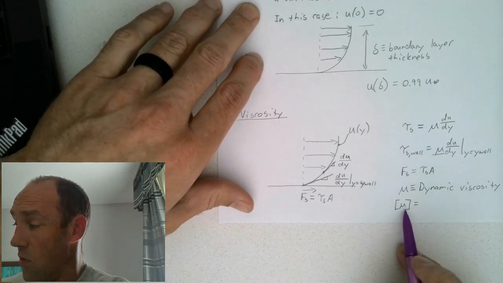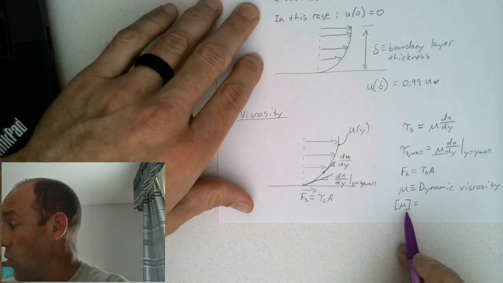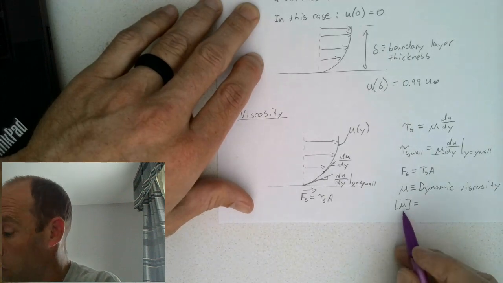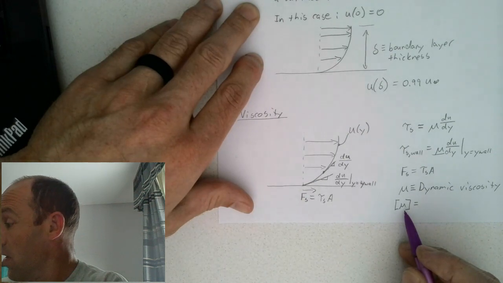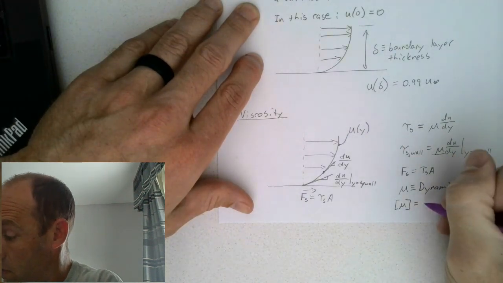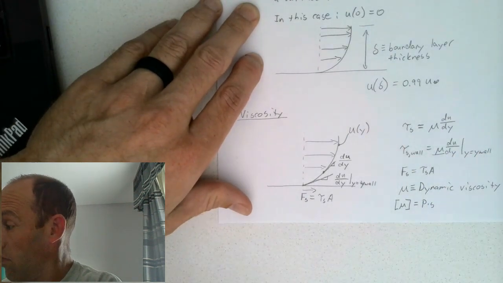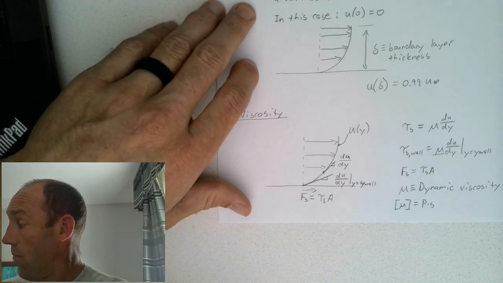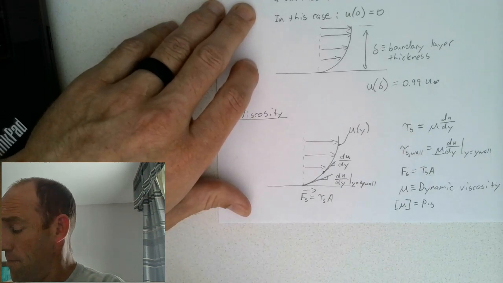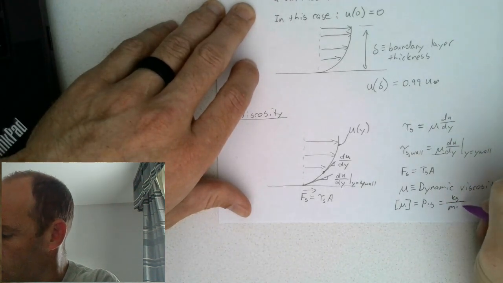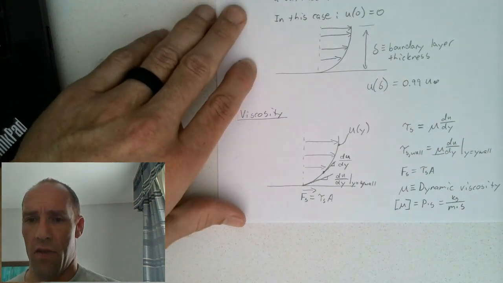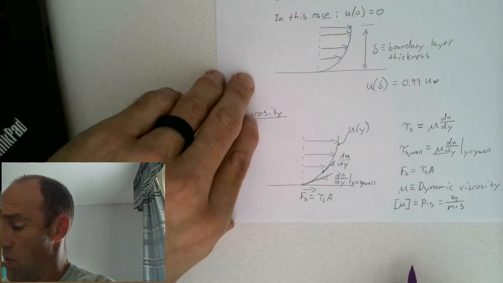The dimensions of mu, the dynamic viscosity, are Pascal seconds. Or this is equivalent to kilograms per meter times seconds. These two sets of units are equivalent.